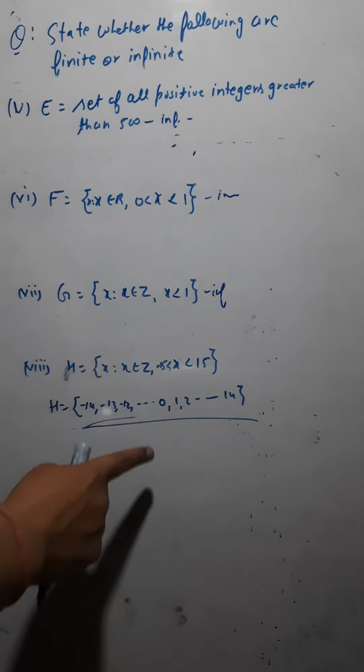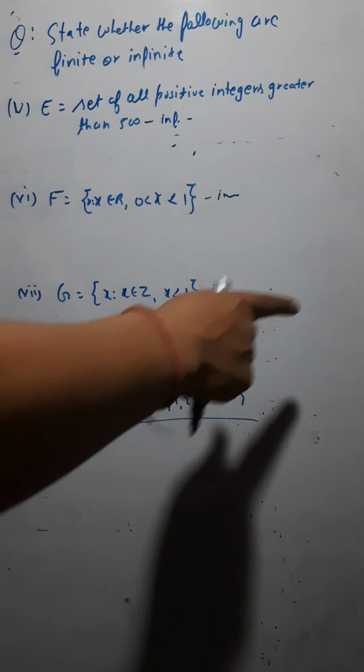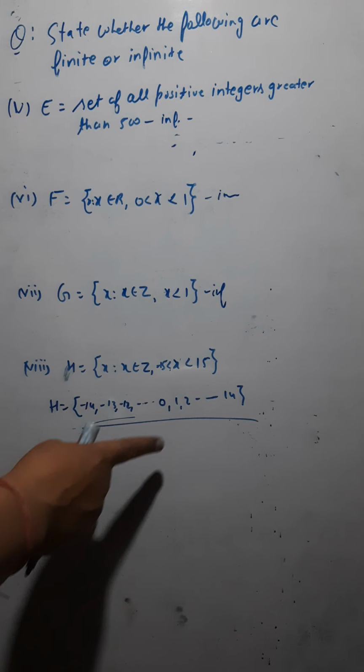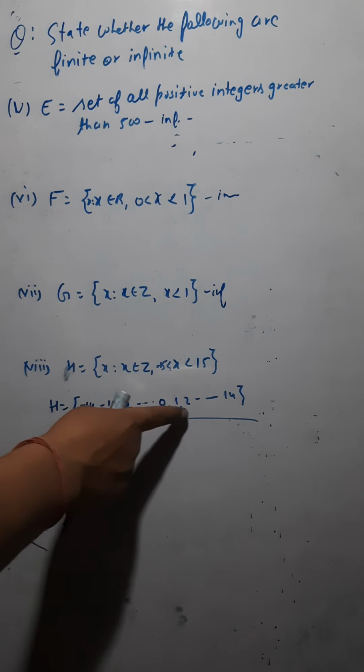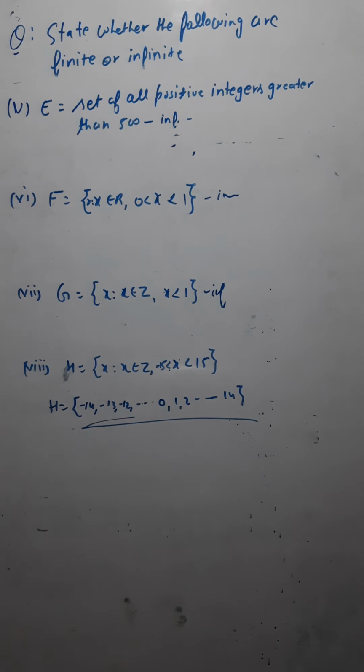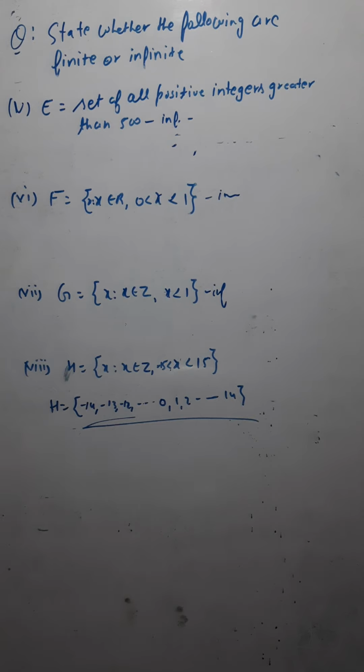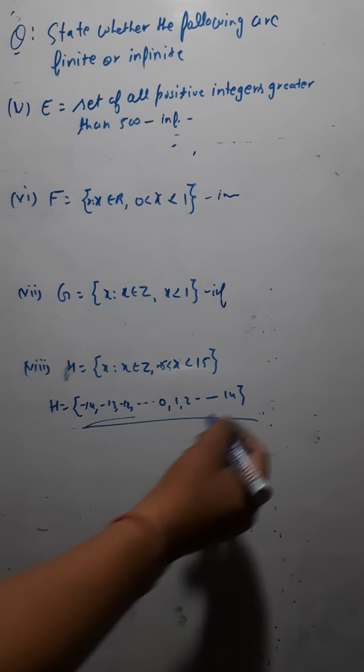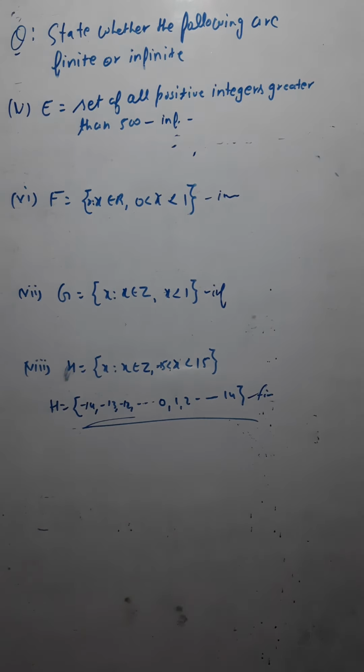-12, -11, -10, -9, -8, -7, -6, -5, -4, -3, -2, -1, 0, 1, 2, 3, 4, up to 14. So these are the finite number of elements or not? Okay, so hence the set is what? This one set is a finite set, isn't it? Just note it down also.